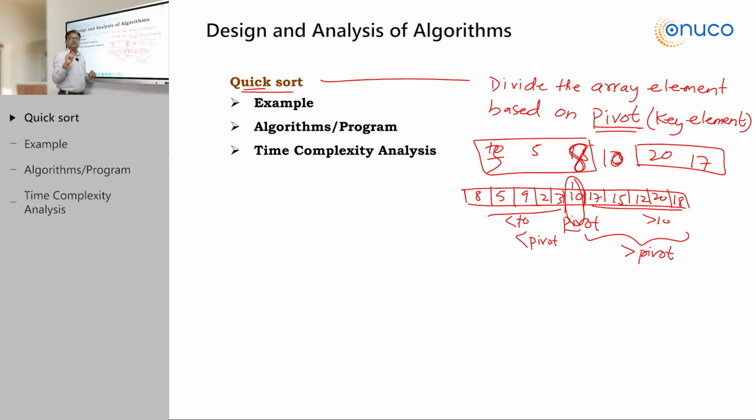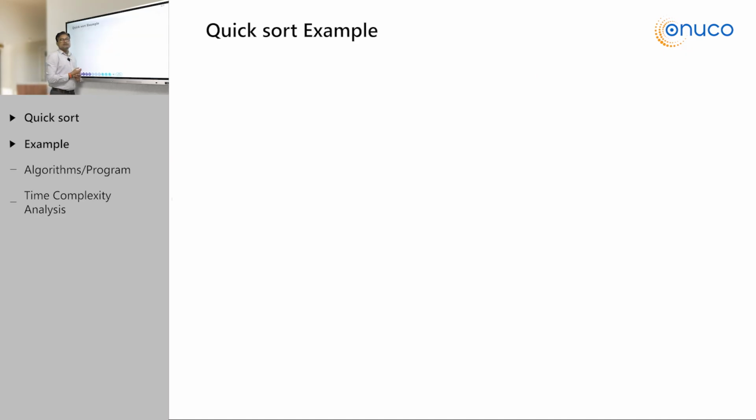So that is the first difference. In merge sort, we divide the array based on the mid position, while in quicksort we divide the array based on the pivot element or key element. Let us see how exactly we are going to perform the task and what the time complexity will be in this quicksort technique. Let us discuss one example, and thereafter we will understand how to write the programs.